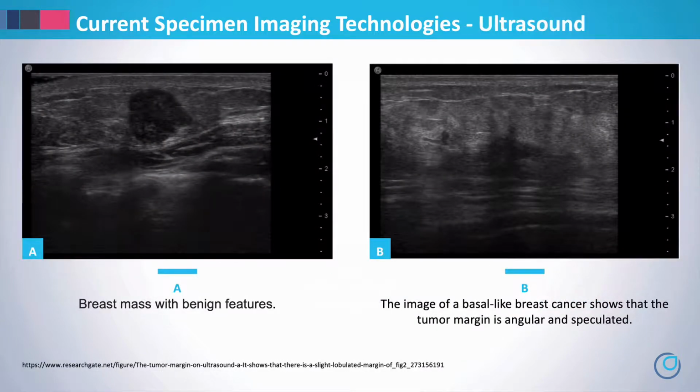In this slide, we see current specimen imaging technology with ultrasound. Some surgeons use ultrasound to image the specimen at the time of lumpectomy. On the left is an example of a breast mass with benign features. You can see relatively smooth borders and this round area of signal loss. The image on the right, however, is an image of a basal-like breast cancer, very typical of malignancy appearance under ultrasound with these really irregular, abnormal margins, reminiscent of spiculations on mammography.